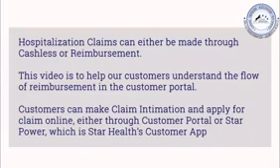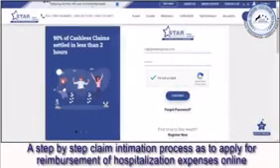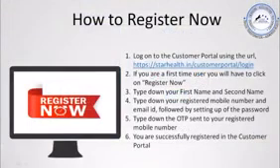Customers can make claim intimation and apply for claim online through customer portal or through Star Power, which is Star Health's customer app. Let us now understand step by step on how to make a claim intimation and apply for reimbursement of hospitalization expenses online. These are the steps to register now.